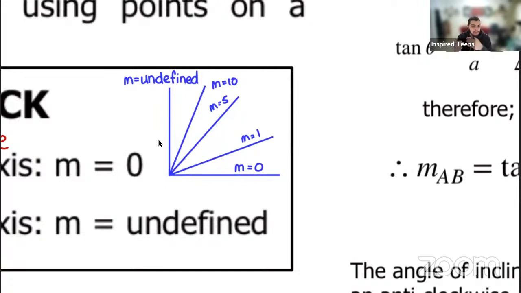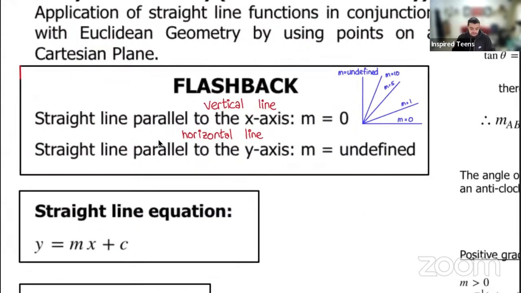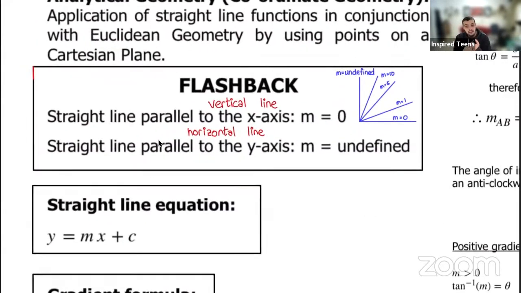Okay, and then as we increase directly up, it's undefined. We're unable to determine what type of gradient that is. Okay, so yes, that's what this is telling us. Vertical line, no gradient, m is equal to 0. That's what m is, gradient. Straight line, parallel to the y-axis, gradient is undefined, and you should always remember that.